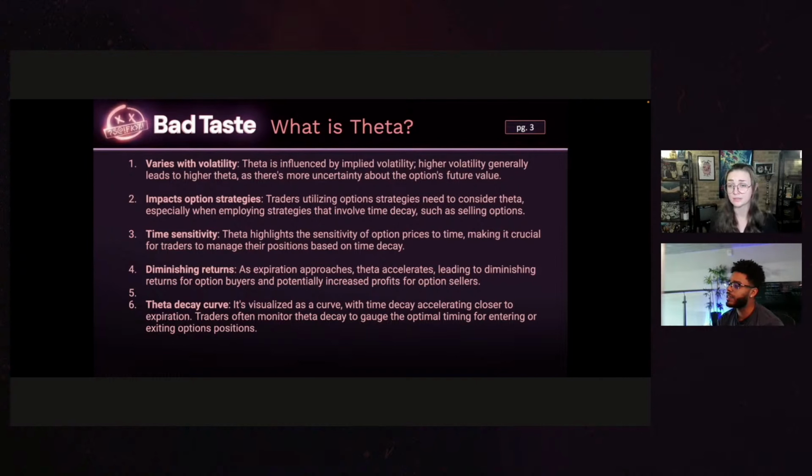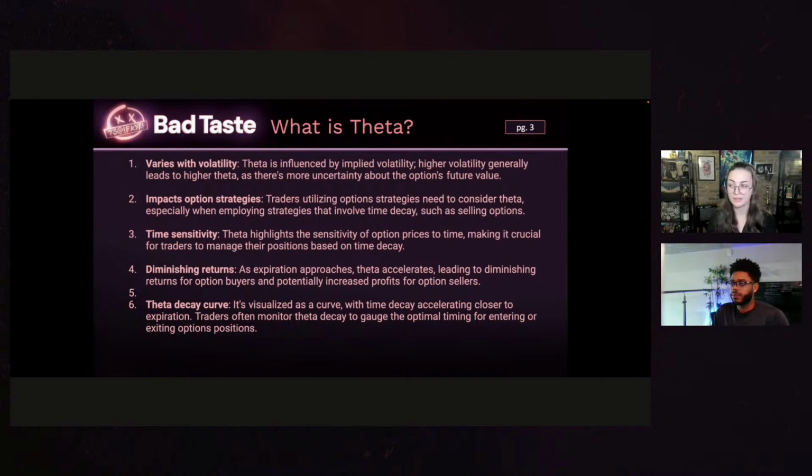That's true. Time sensitivity touches on gamma a little bit. Theta highlights the sensitivity of option prices to time, making it crucial for traders to manage their positions based on time decay. Is that saying anything towards gamma indirectly, or how would you approach this third one, Julia? With time sensitivity, I don't know if you would manage a trade according to theta, but I could totally see you managing a trade according to gamma. Like when your gamma gets so high that you're like, no, it's too volatile, it's too short term for me. That would make sense to me.